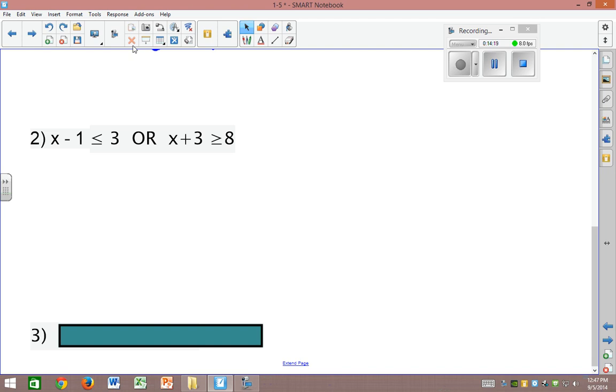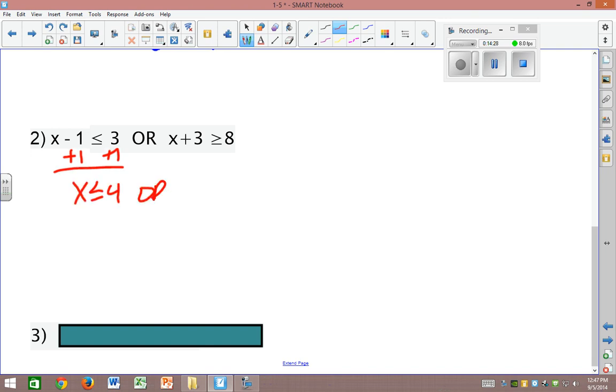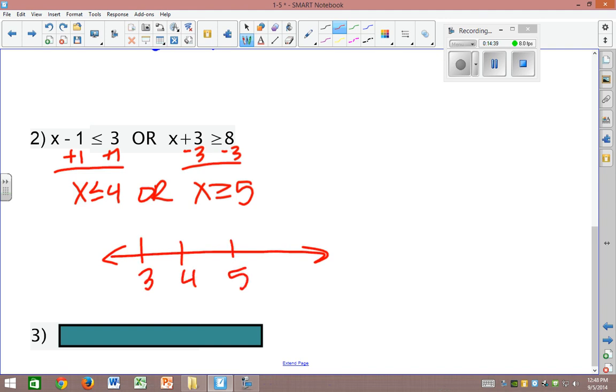All right, we got a big or. So one or the other. Let's move the 1 over. Plus 1. Then move the 3. Cool. Now do our number line. Put in a 4 and a 5. Closed circle at the 4, and you want to go less than, and open circle at the 5 and greater than.